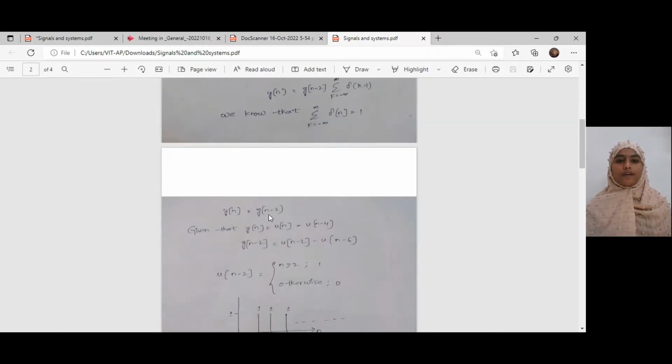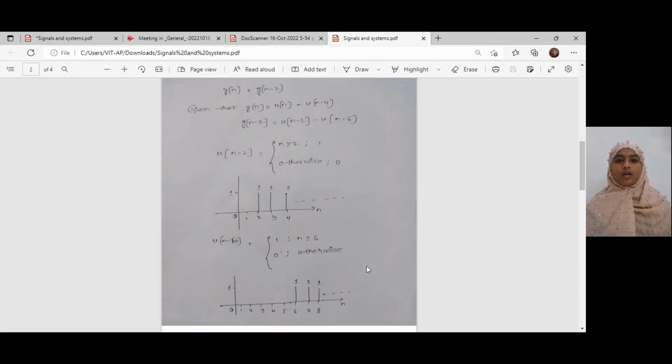Then the equation becomes y of n equal to g of n minus 2. In the question, they have given that g of n equal to u of n minus u of n minus 4. I'm substituting n equal to n minus 2. Then it becomes u of n minus 2 minus u of n minus 6, where u of n minus 2 and u of n minus 6 are unit step functions. Therefore, if n is greater than or equal to 2, it becomes 1. Otherwise, it becomes 0.